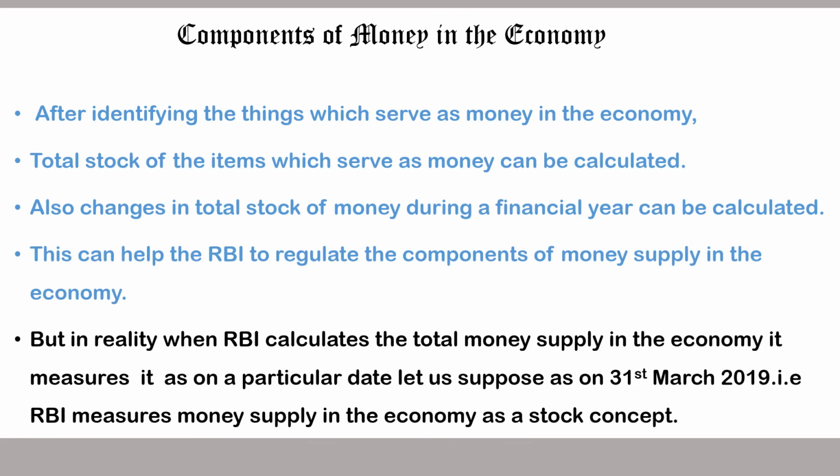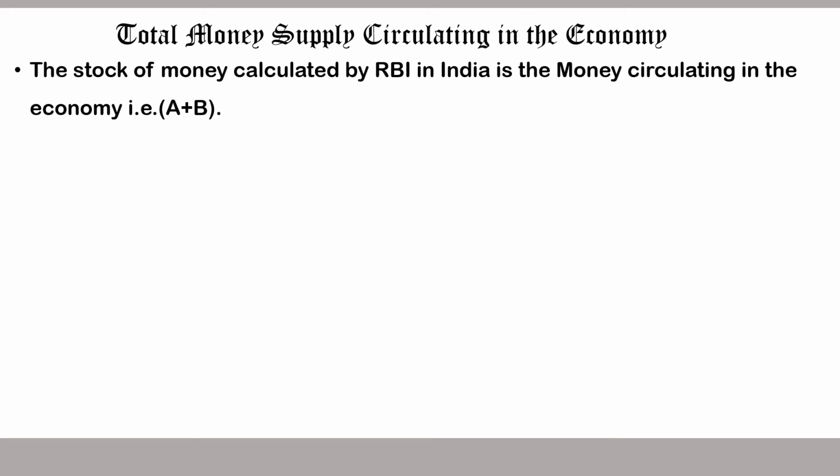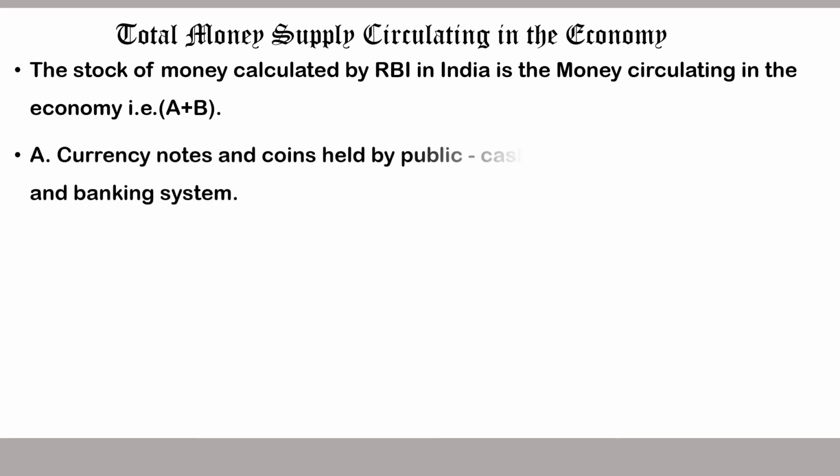But in reality, when RBI calculates the total money supply in the economy, it measures it as on a particular date. Let us suppose money stock as on 31st March 2019, that is, RBI measures money supply in the economy as a stock concept. The stock of money calculated by RBI in India is actually the money circulating in the economy. How does it calculate it? It is as follows.